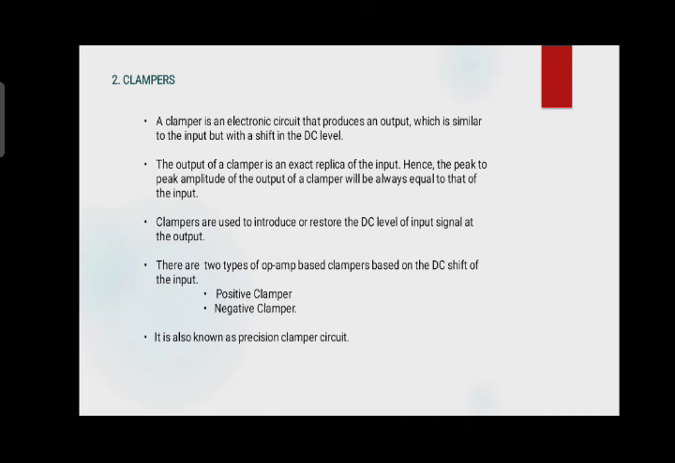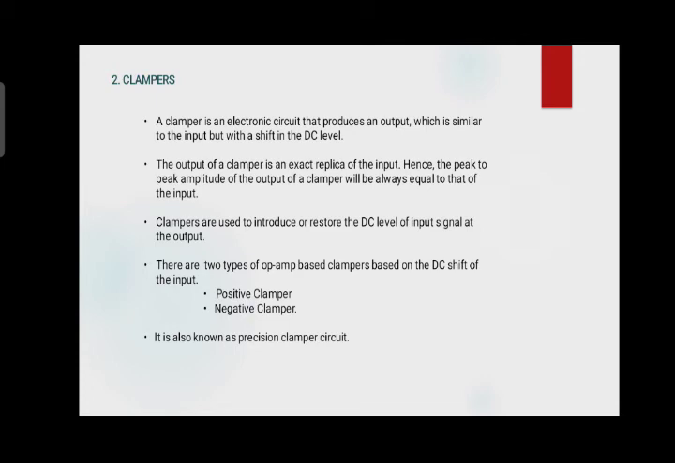The second wave shaping circuit is clampers. The clamper is a circuit that shifts the input voltage to a certain DC level. The output of the clamper is an exact replica of the input. Hence, the peak to peak amplitude of the output of the clamper will always be equal to that of the input. There are two clamper circuits, positive clamper and negative clamper.